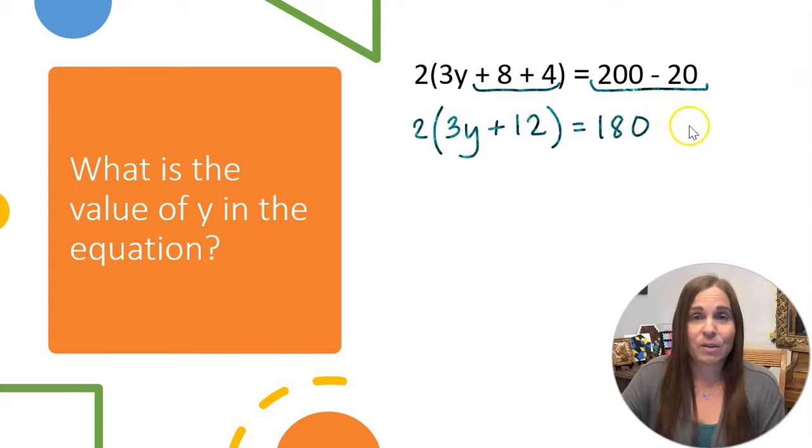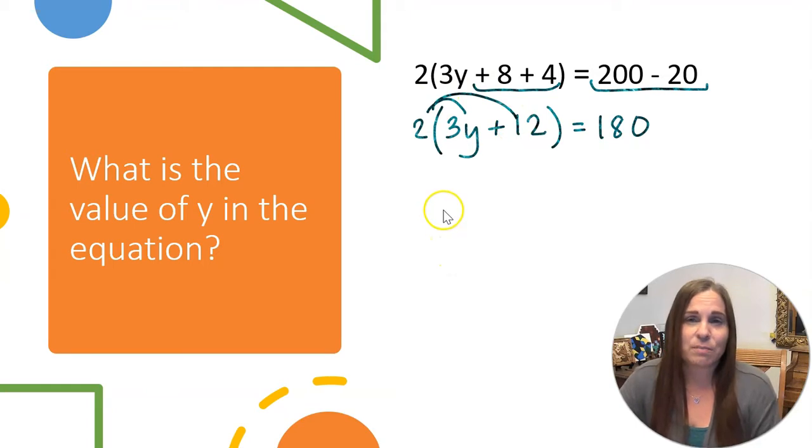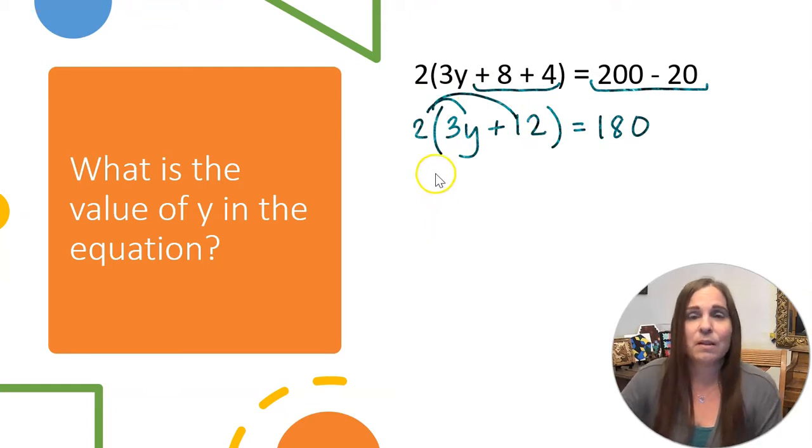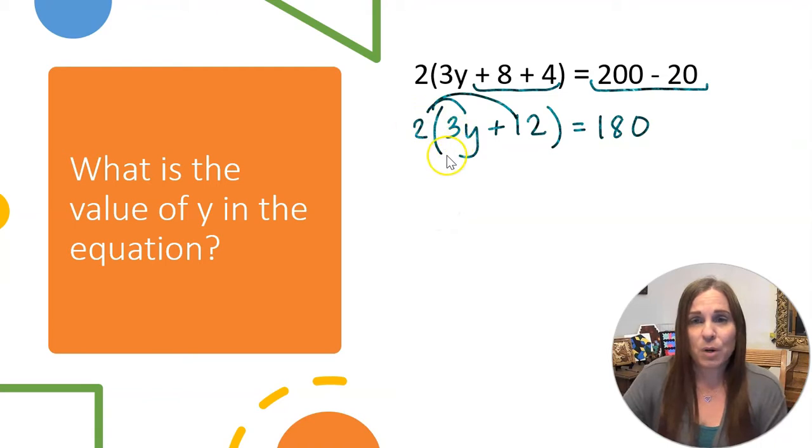All right, now, just like we learned when we did solving two-step and multi-step equations before, I could divide both sides by 2 right now if I want. Or I could distribute the 2 in. So I'm going to show you this method where I distribute the 2 in. So 2 times 3y would be 6y, and 2 times 12 would be 24.